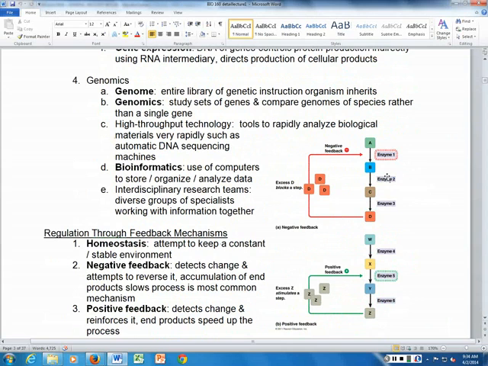So in the last 50 years, studying the genome has become a whole separate field. The genome is your entire library of genetic instructions that the organism inherits. It's a very generic term. It doesn't imply that it's in any particular stage or shape. Chromosomes are just when the cell is dividing. But most of the time, it's loosely coiled.